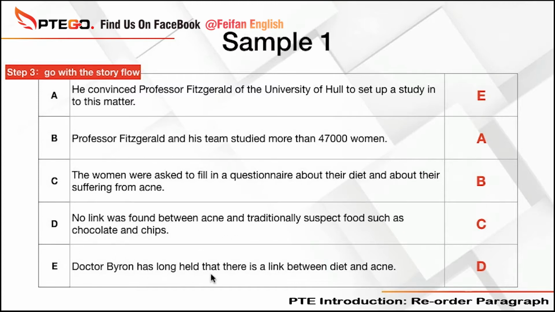Dr. Barron has long held that there is a link between diet and acne, and he convinced the professor to set up a study. So the sequence could be E, A, B, C, D. So you can see there are a lot of pairs which have gone on correctly, and you're going to score good marks. So this is one way to find out the pairs and go with the flow.